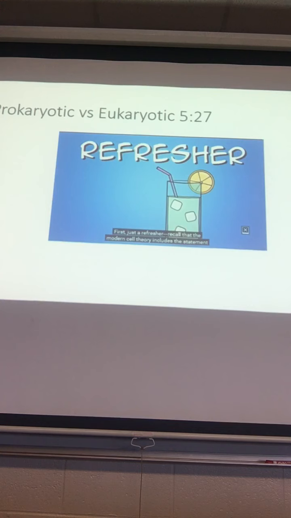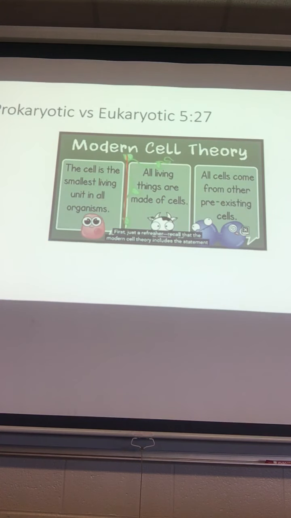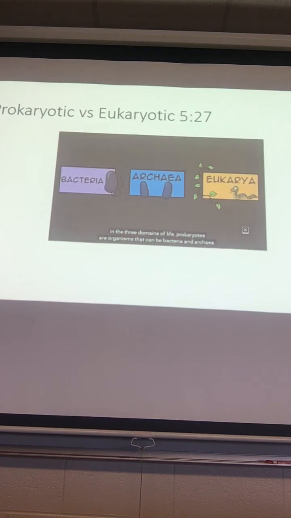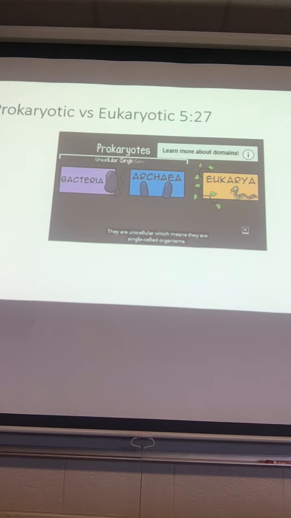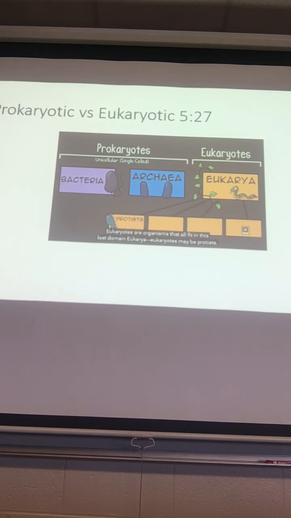First, just a refresher, recall that the modern cell theory includes the statement that all living things are made of one or more cells. All living things. In the three domains of life, prokaryotes are organisms that can be bacteria or archaea. They are unicellular, which means they are single-celled organisms. Eukaryotes are organisms that fit in the last domain, eukarya. Eukaryotes can be protists, plants, animals, or fungi.